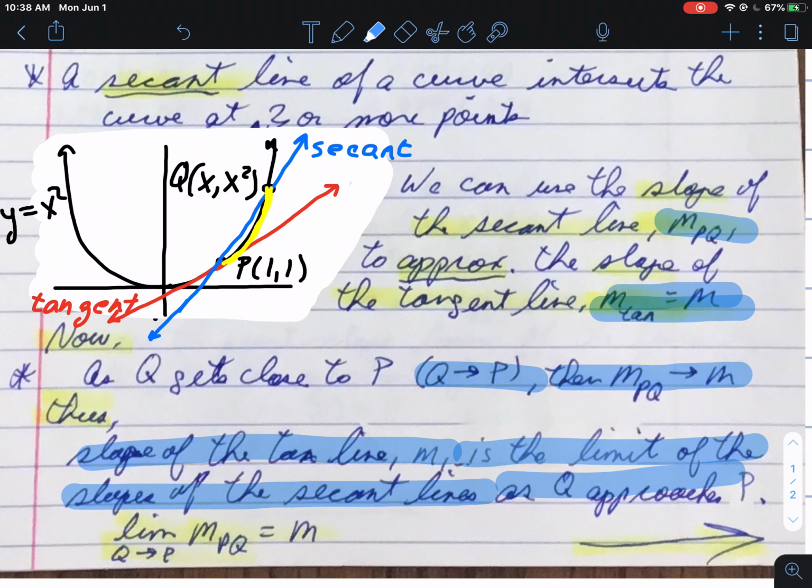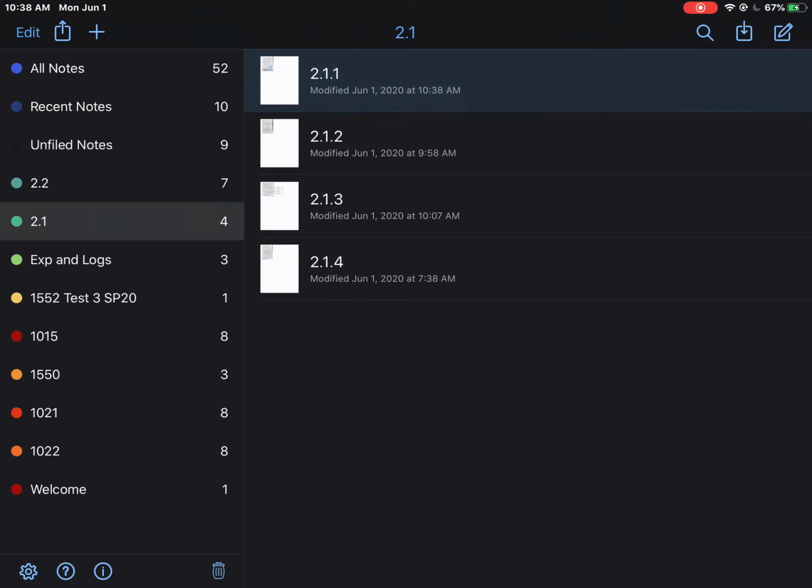All right? So the slope of the tan line is the limit of the slope of the secant lines as Q approaches P. And that's where that little limit notation comes into play that I kind of mentioned in that previous section. So we say that the limit as Q approaches P of m sub PQ, which is the slope of our secant line, equals m, the slope of our tangent line. Notation and terminology.